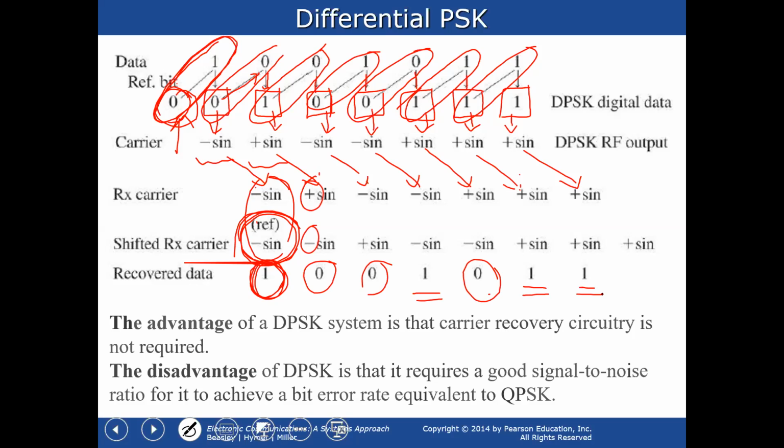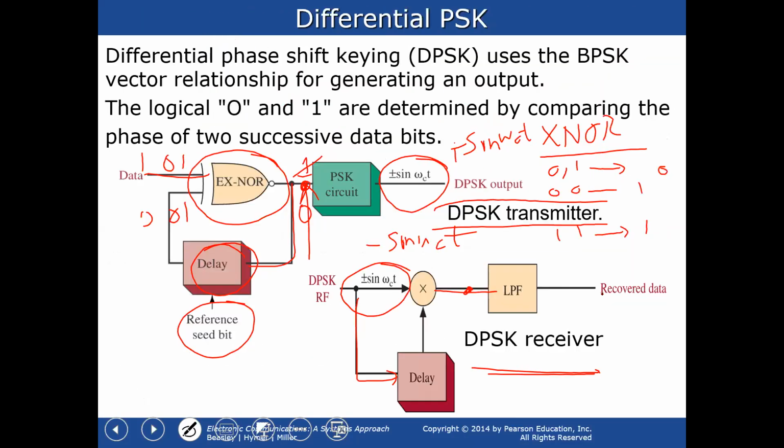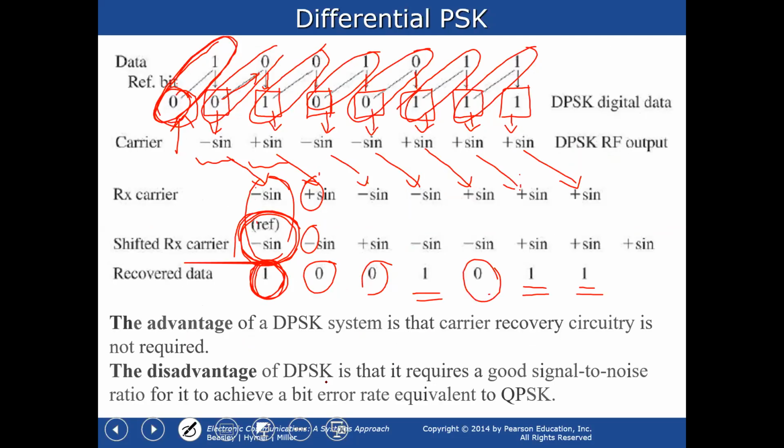So the main advantage of the differential PSK system is that carrier recovery circuitry is not required. So if we take a look here, we don't need to have a carrier recovery circuit that is synchronized with the transmitter. We don't need to do that. The disadvantage of using the differential PSK is that it requires a really good signal to noise ratio to achieve a bit error rate that is very close to that of quadrature phase shift keying.